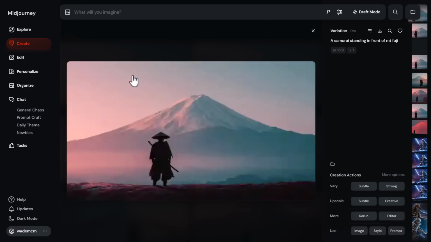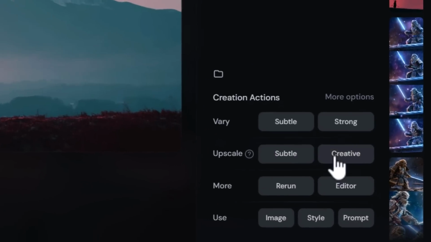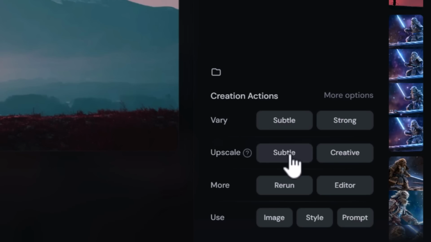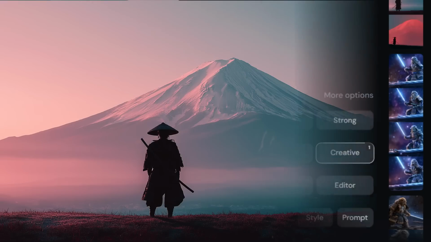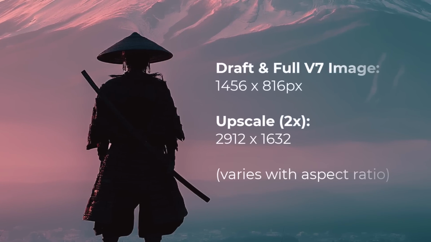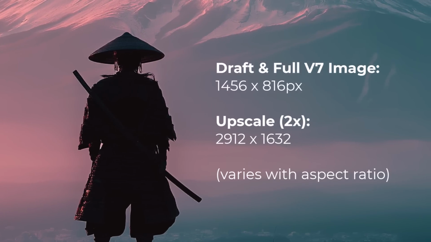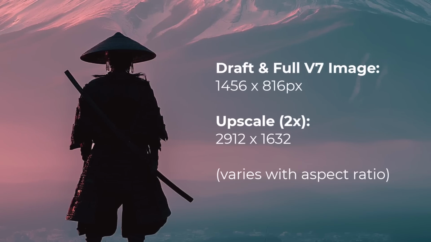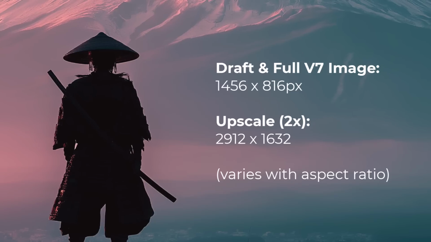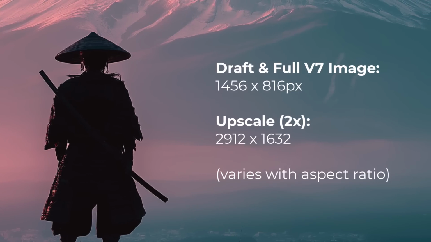If I like this one, I can still do a subtle or creative upscale, although I do believe they use version 6, I'm not sure on that, but let's do creative. And now I have my full resolution upscale. And I'd like to point out that both the draft and the full resolution image are actually 1456 by 816, so about the same as version 6.1. And of course the upscale I just did has doubled that to 2912 by 1632.